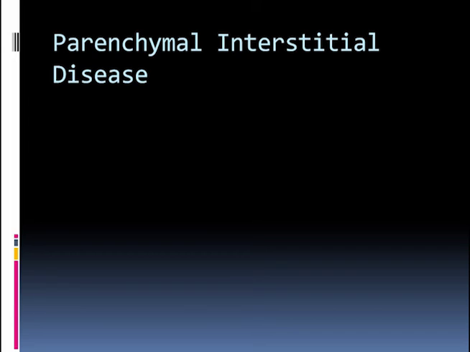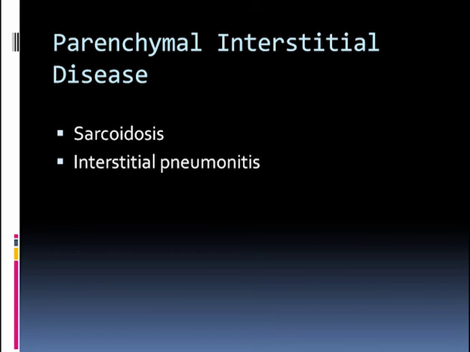Now the last area we're going to talk about is parenchymal interstitial disease. And these include things such as sarcoidosis, interstitial pneumonitis, silicosis, IPF, other conditions that will cause an increase in the amount of parenchymal interstitial tissue and decrease the ability of oxygen to diffuse across the membranes in the lung.